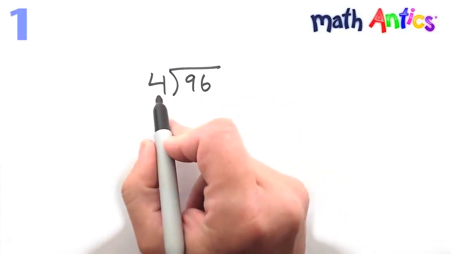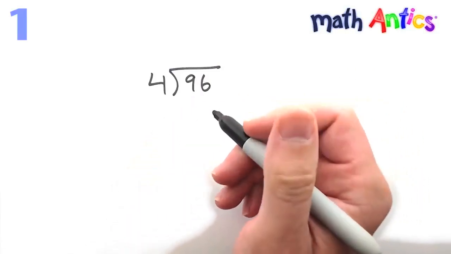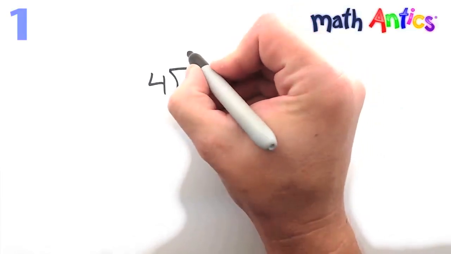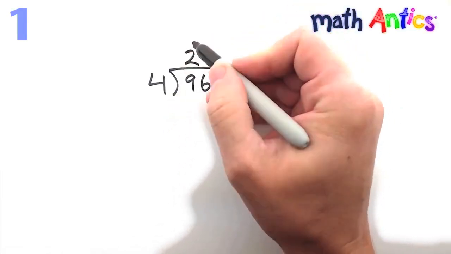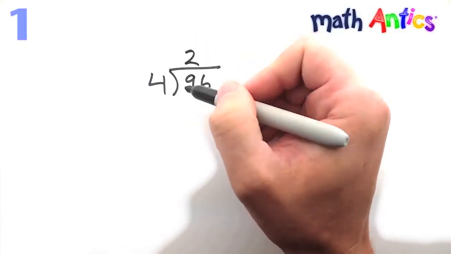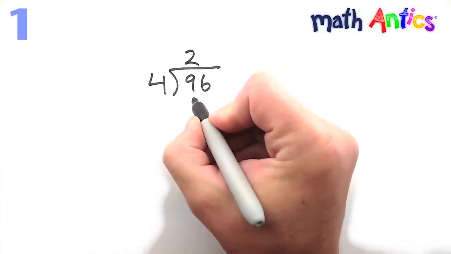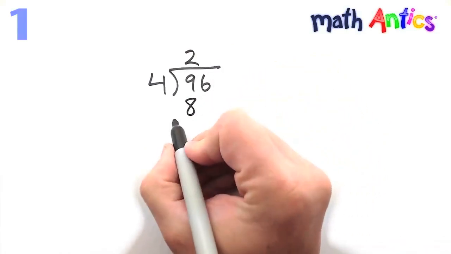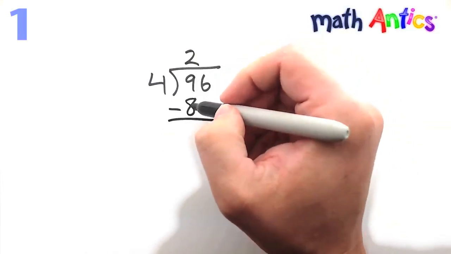So we ask, how many 4s does it take to make 9 or almost 9? Well, 2 4s is 8. That's almost 9. So we put 2 in the answer line, and we line it up with the digit that we're dividing up. So we line it up right above the 9. And now we multiply 2 times 4. That gives us 8. We write it underneath the number we're dividing up, and then we subtract it from that. So we have 9 minus 8.